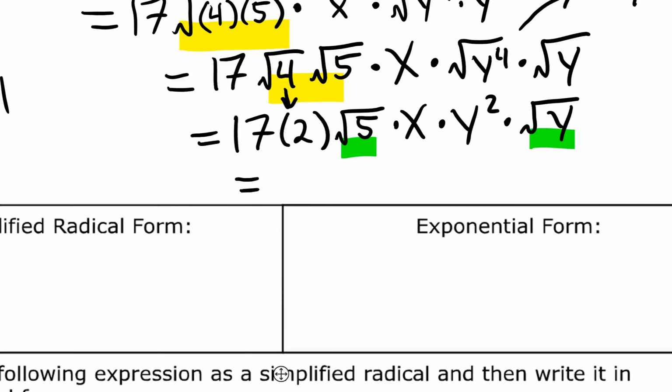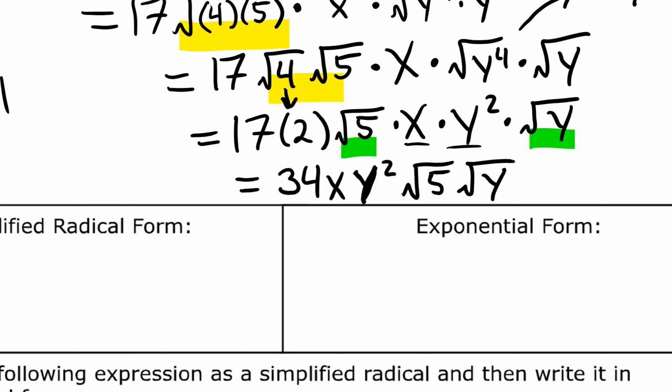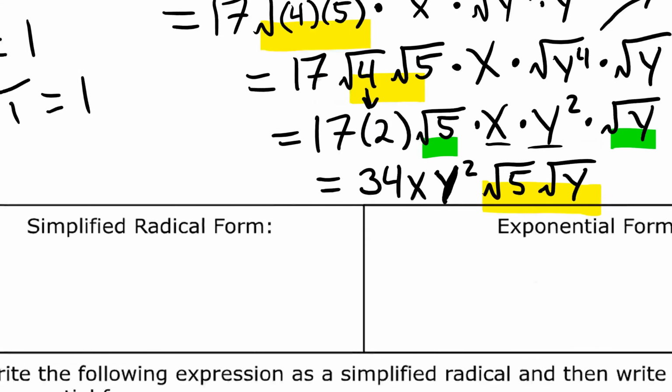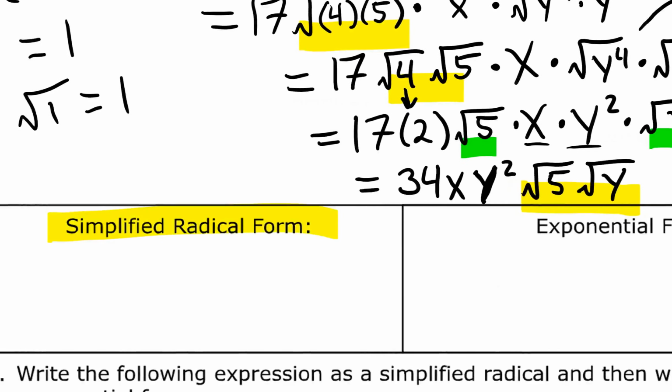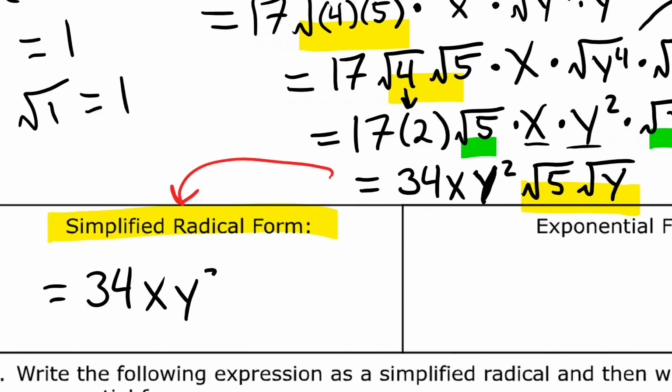So this equals, and let's move some of the not square root parts over to the left because it doesn't matter. These are all being multiplied. So we got 34 x y squared, okay, times the square root of 5 times the square root of y. And since I can split apart radicals when they're being multiplied, that means I can do that backward as well. So when we finally write this in a simplified radical form, we're going to just combine those two terms. This is equal to 34 xy squared times the square root of 5y.